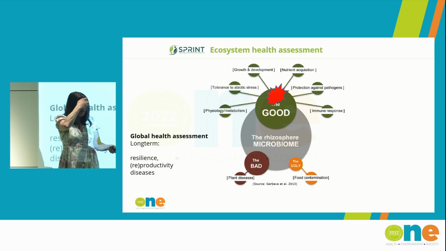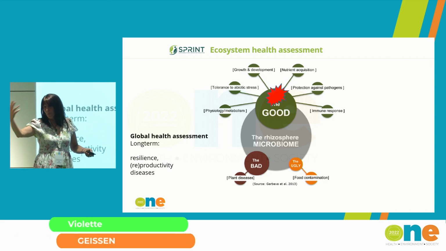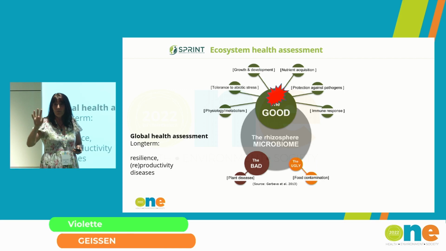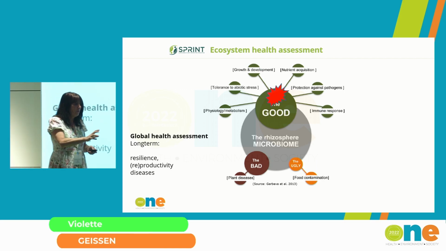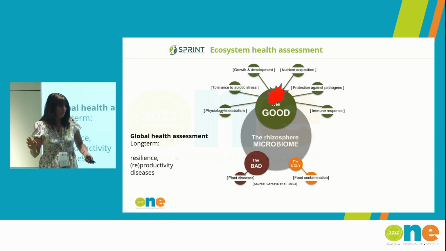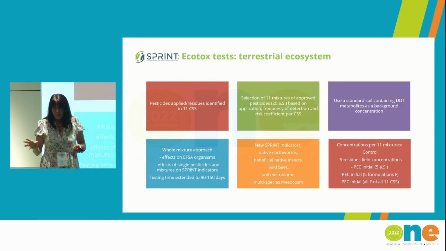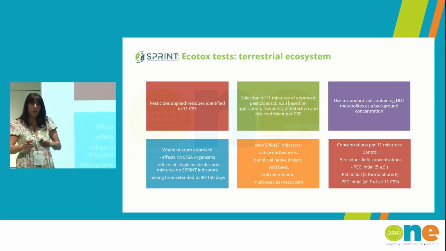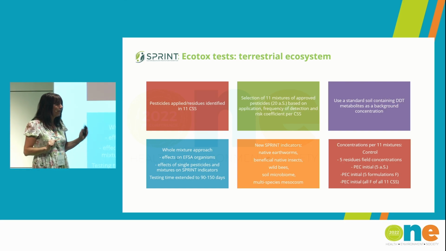So what we are going to do now in the Sprint project, based on the data we have collected in the field, we will look at the resilience, reproductivity, and diseases. And how we will select this, I focus here only on the ecotox tests. Our toxicologists do the same for the toxicology, human and animal toxicology.